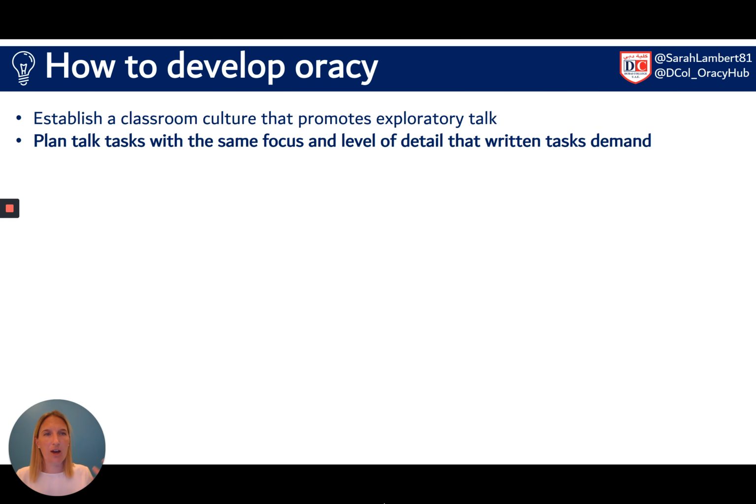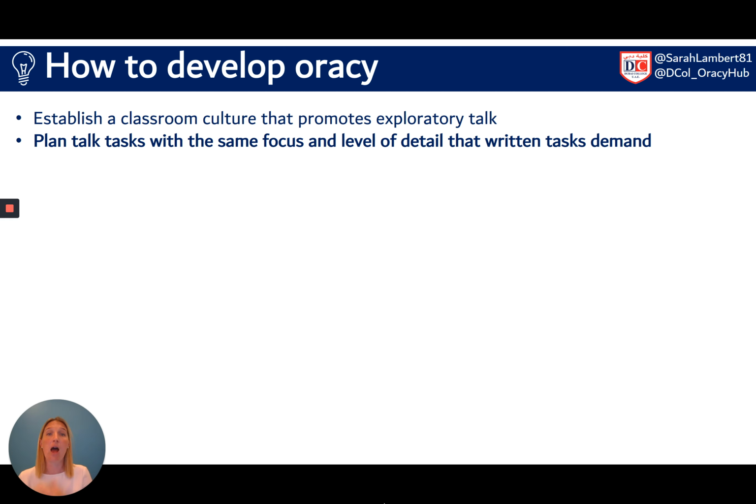So once you've focused upon your development of the classroom, it's then about thinking about how you structure tasks. And I think for me, the big shift in my own teaching practice was when I realised that I needed to put as much time and thought into planning talk tasks in my classroom as I do with the reading and writing.